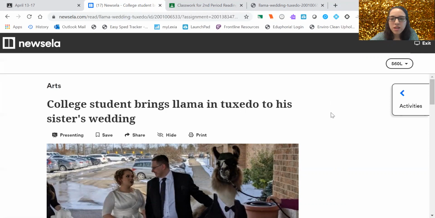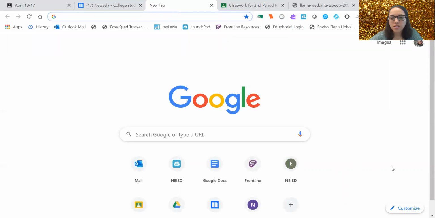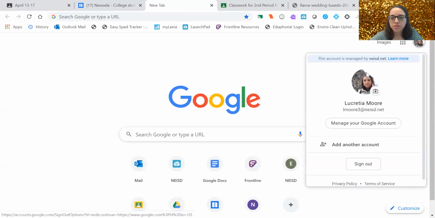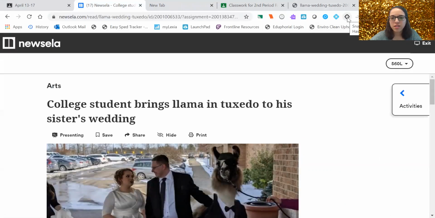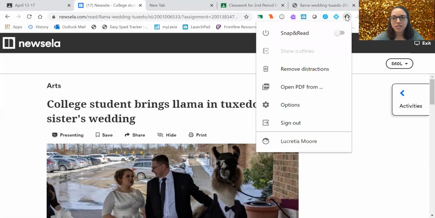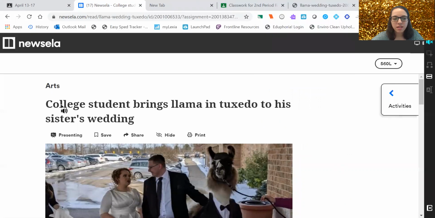Okay. So remember, if you're logged into Google with your student email and ID, then you should have Snap and Read. Let me go back to the article. Remember the target, remember ReadWorks, Read and Write, you can do that too. But Snap and Read is newer, and I did a tutorial with your parents, and I also like it better. So remember, you just click that black target, you turn it on, press the speak button, and go.